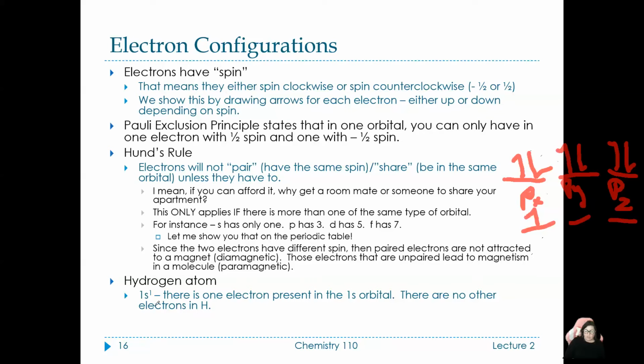The hydrogen atom is 1s1. There's one electron present in the 1s orbital. So that's how we designate it. It's a 1s orbital with one electron. There are no other electrons in that. Okay, awesome.